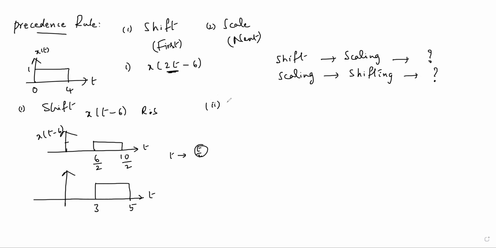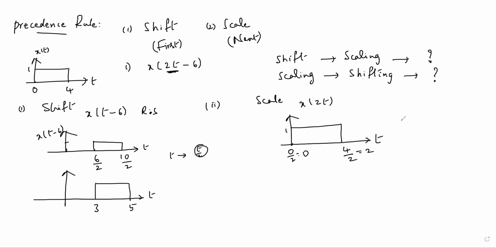The second case I am showing you here: if I scale first, then I will plot x of 2t first. Then the signal will be like this. This is the given x of t. Here t is multiplied by 2, so for the scaled version we need to divide by 2. Of course this is 0, this is 2. So the signal after scaling is from 0 to 2.